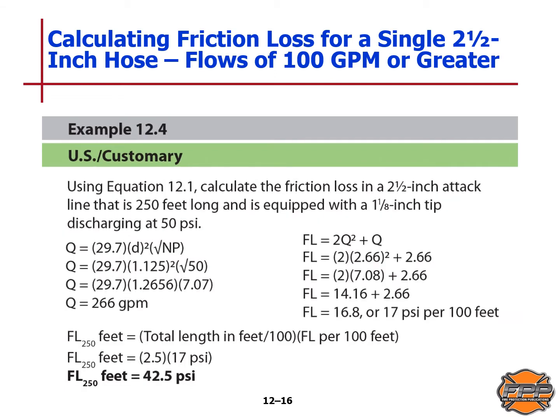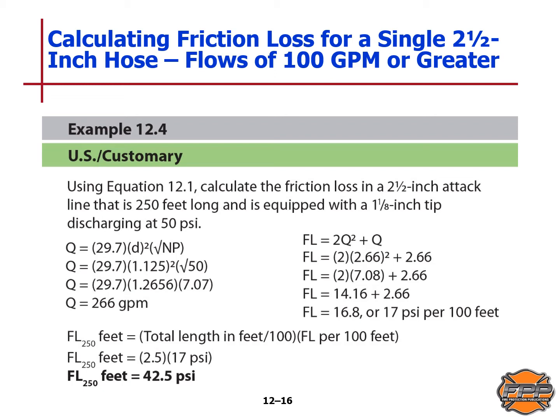For example 12.1, using equation 12.1, calculate the friction loss in a 2.5 inch attack line that is 250 feet long and is equipped with a 1 1/8 inch tip discharging at 50 psi. So you have to use your flow rate equals 29.7, which is your coefficient, times diameter squared times the square root of the nozzle pressure. And when you work out the math, you plug in the numbers.